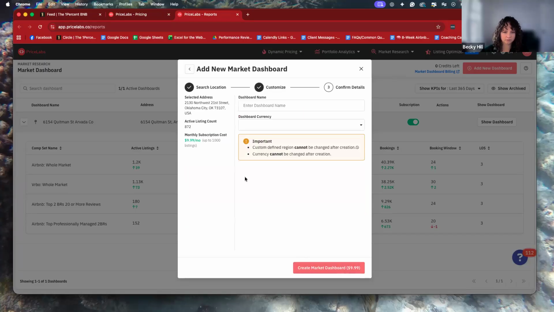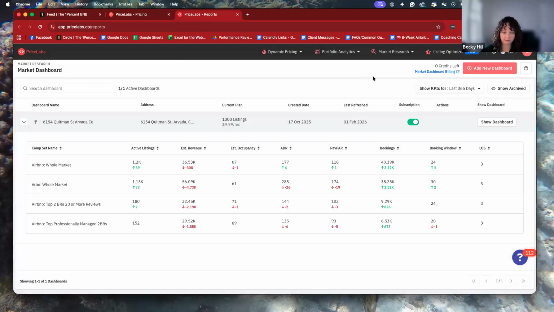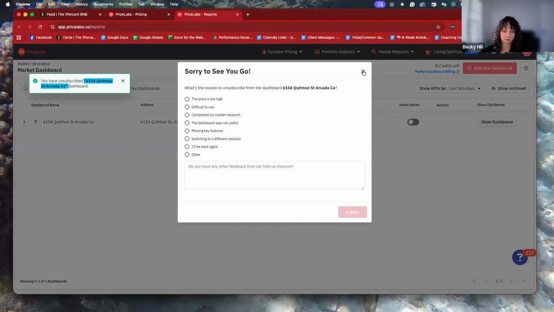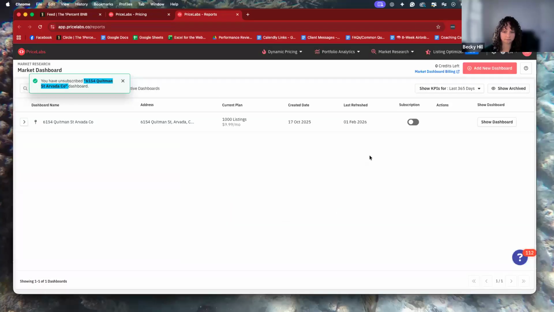Then you would continue, you would name it, whatever. I just put the address, currency, and then create. It's $10 a month. I'm going to exit out. But once you do that, you set it up once, it works for 30 days. You can turn off the subscription and it's going to work for the next 30 days. Okay.